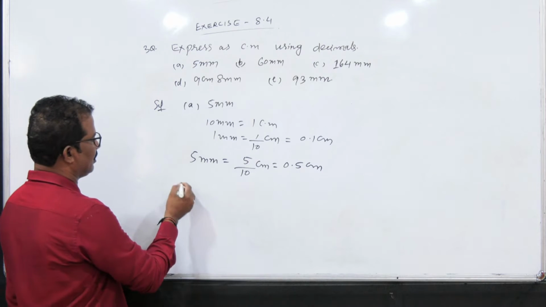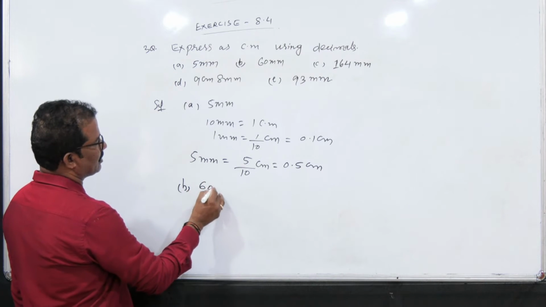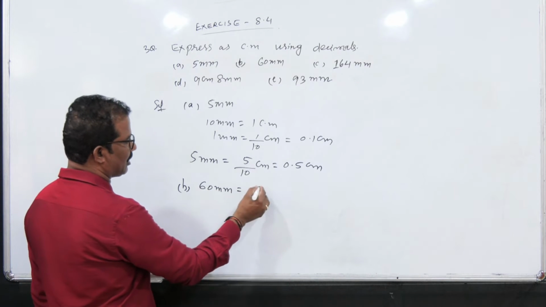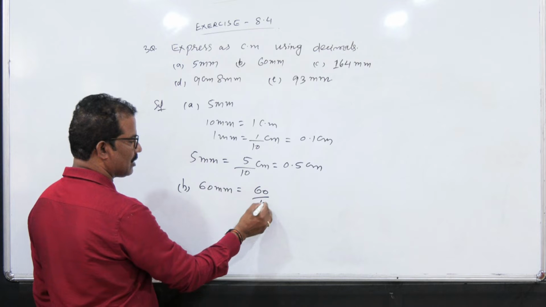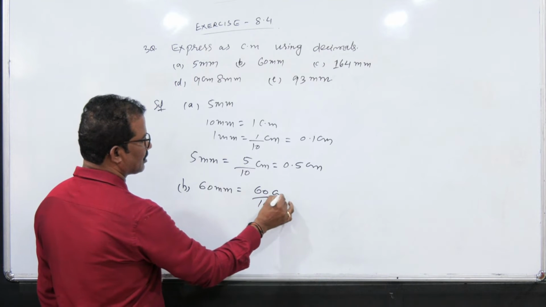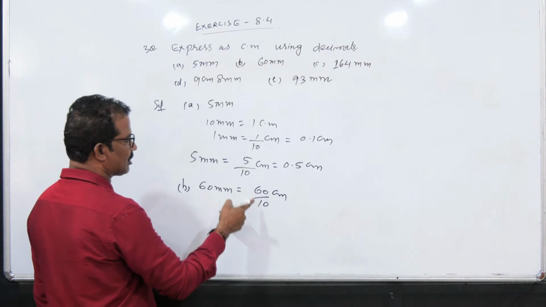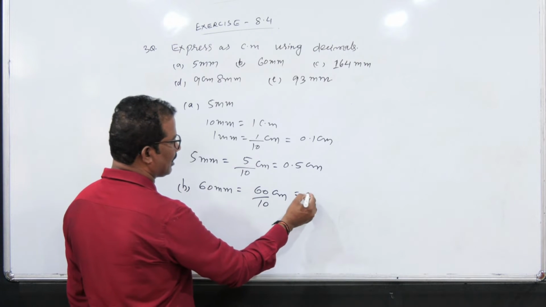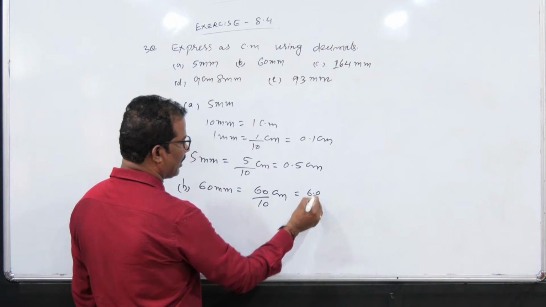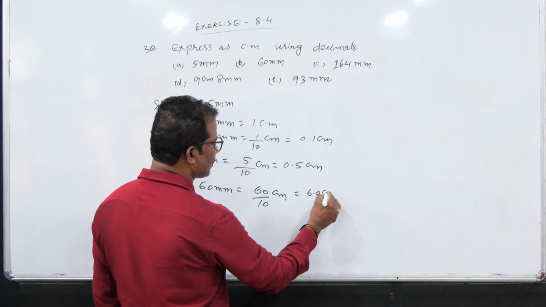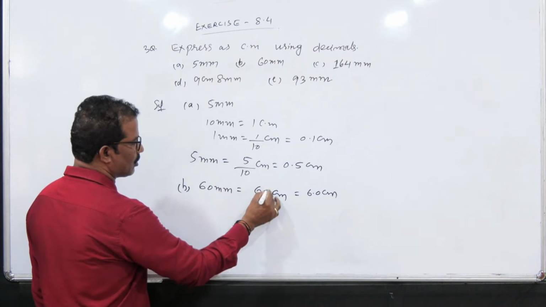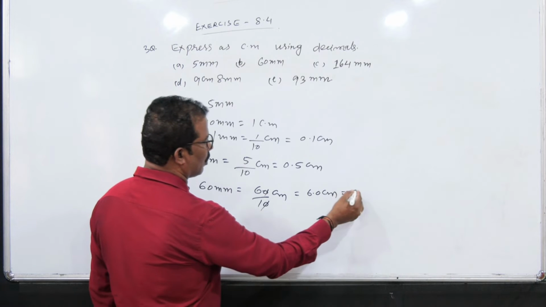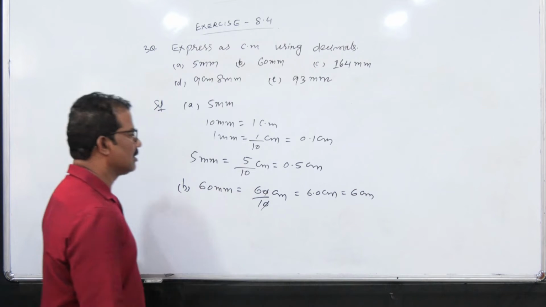So in the next question, that is B, how much? 60 millimeters. So to convert this 60 millimeter into centimeter, we have to divide by how much? That is by 10 only. Now this unit will become centimeter. 60 by 10 centimeters. So if you divide 60 by 10, how much you will get? 6.0 centimeter. Understand how it is? So if you cut 0, only what remaining? 6 only. 6.0 also we can write simply 6 centimeters.